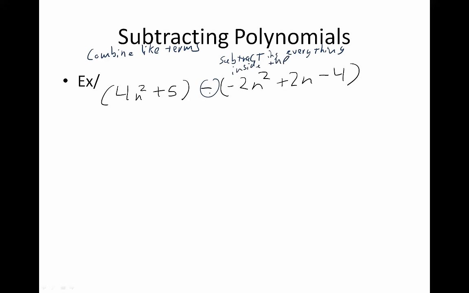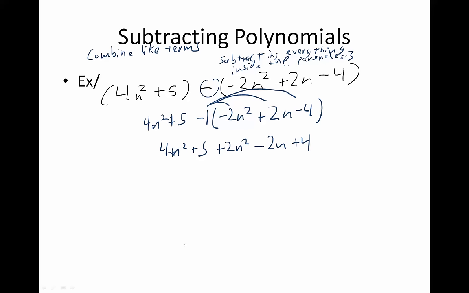So what I'm going to do then is distribute the negative 1 across here. So this is 4n squared plus 5. And then negative 1 times negative 2 makes positive 2n squared. And negative 1 times positive 2n makes negative 2n. And negative 1 times negative 4 makes positive 4. And now that we've distributed that negative, I'm going to write that over here, what we did. Distribute the negative.